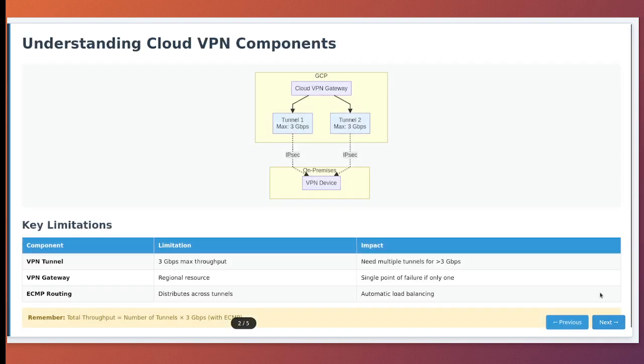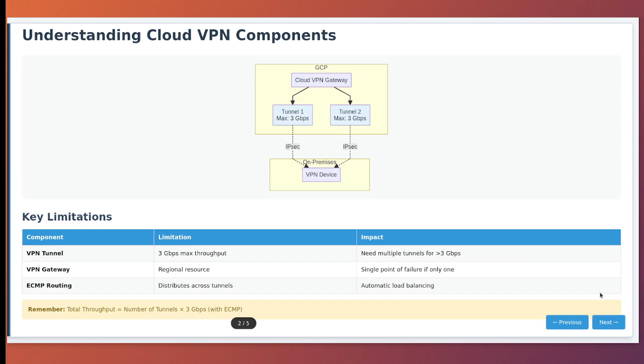Understanding Cloud VPN components. Before we analyze the options, let's understand the building blocks of Cloud VPN and their limitations. A Cloud VPN gateway is a regional resource that serves as the GCP side endpoint for your VPN connections. Think of it as a virtual appliance that Google manages for you. Each gateway gets external IP addresses that your on-premises VPN devices connect to.